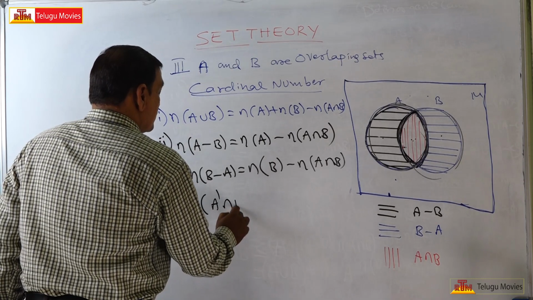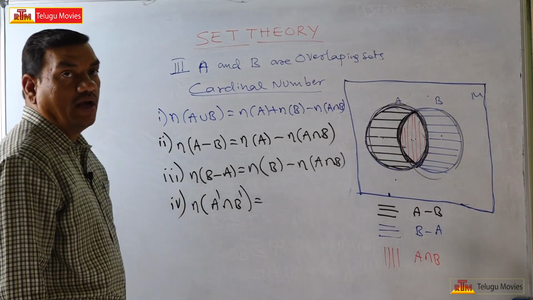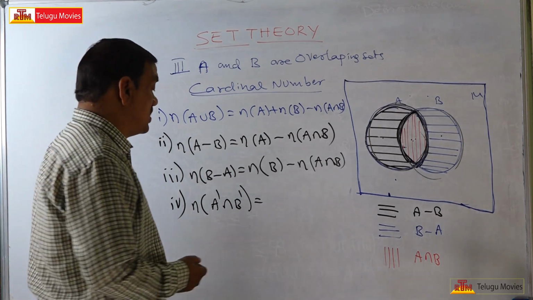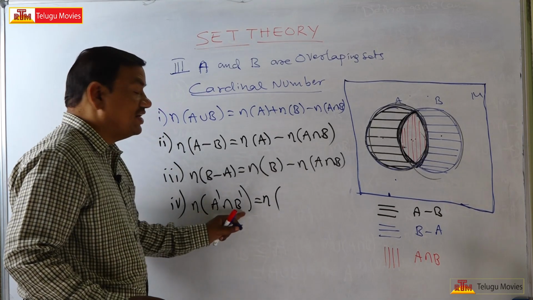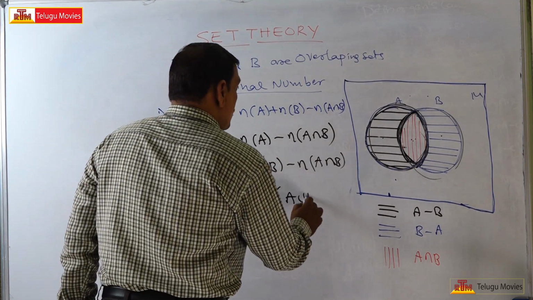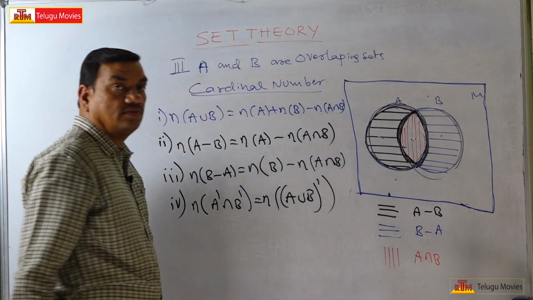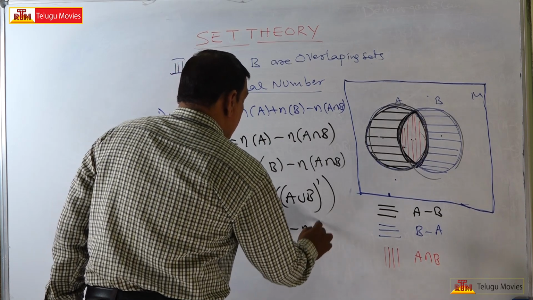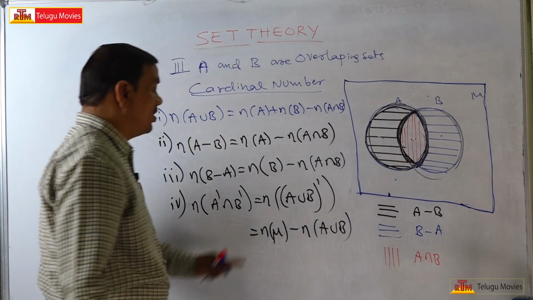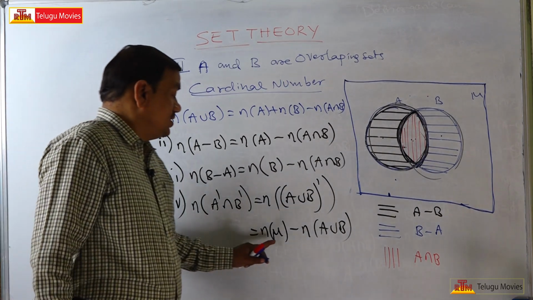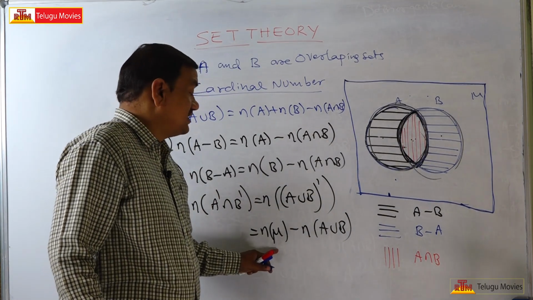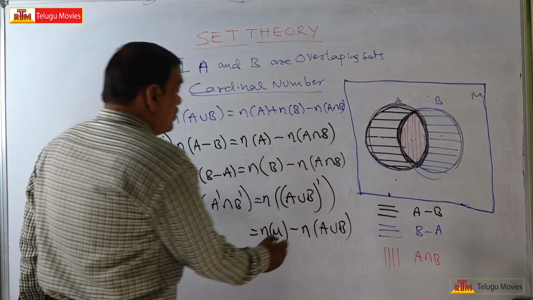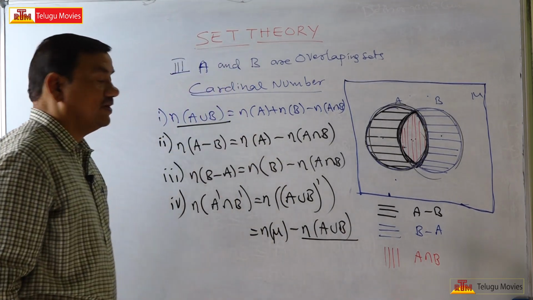So the next one you will get here is n of A complement intersection B complement. What does n of A complement intersection B complement mean? Coming to De Morgan's laws, A complement intersection B complement can be written as A union B whole complement. So this is nothing but n of mu minus n of A union B. That means the number of elements present in the universal set minus A union B will give the A union B whole complement. Afterwards, you know how to find A union B.